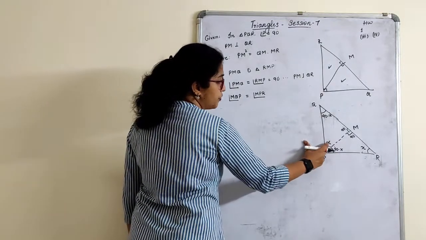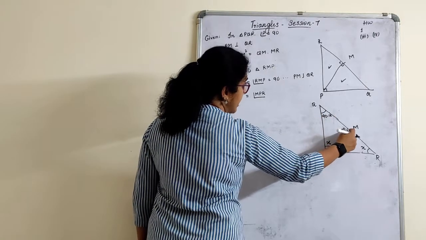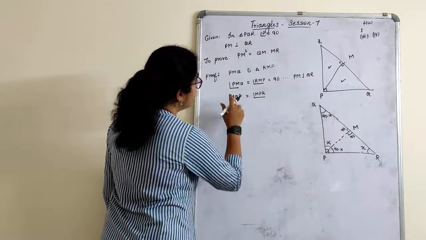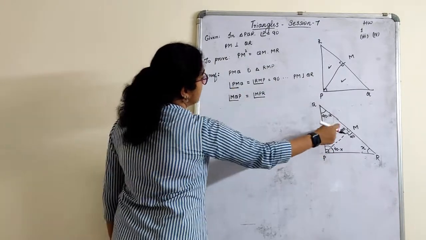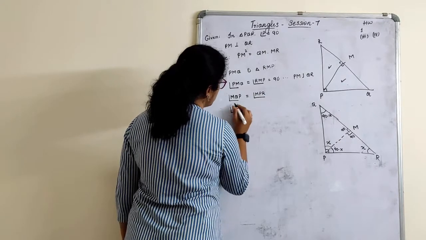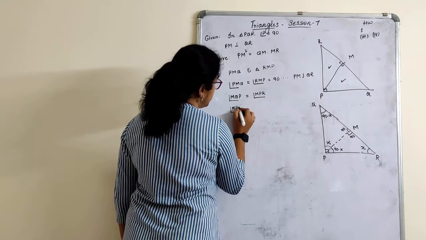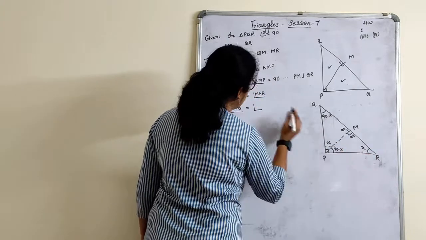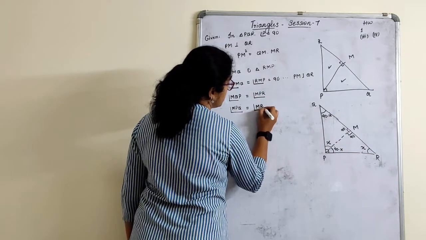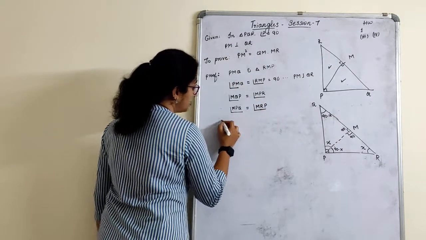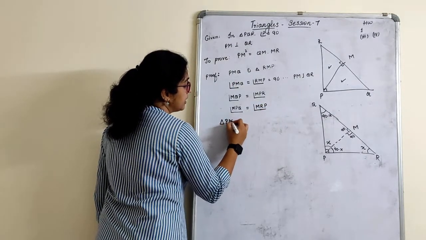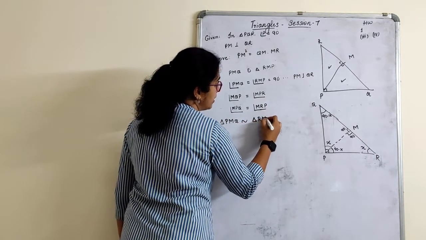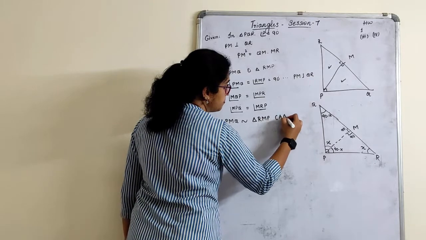Write the third angle also if you want. Here the angle is read as angle MPQ. Angle MPQ is equal to angle MRP. Right? Triangle PMQ is similar to triangle RMP by AAA criteria.